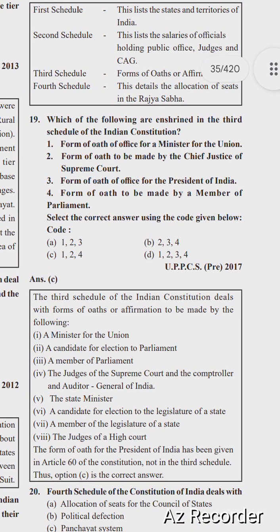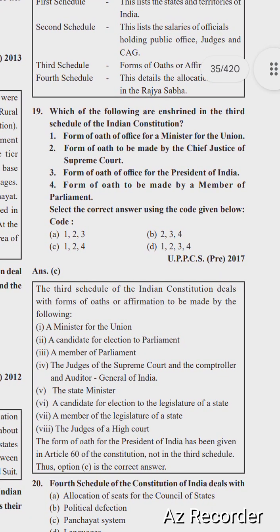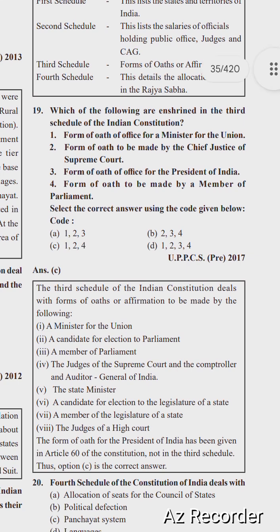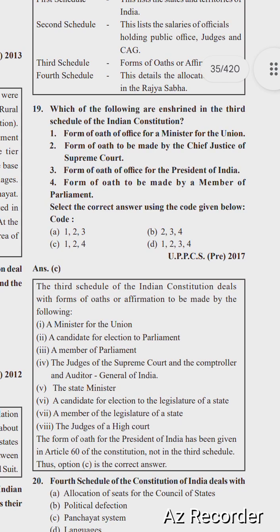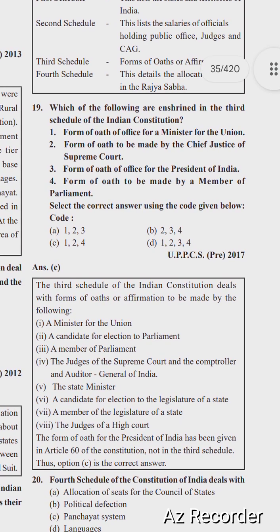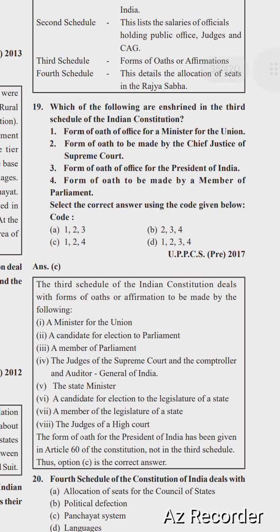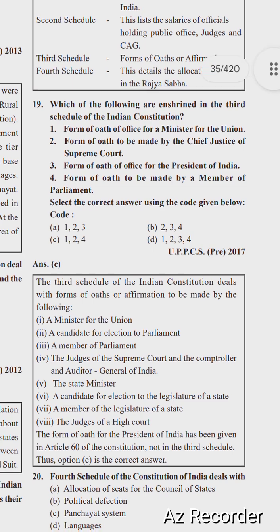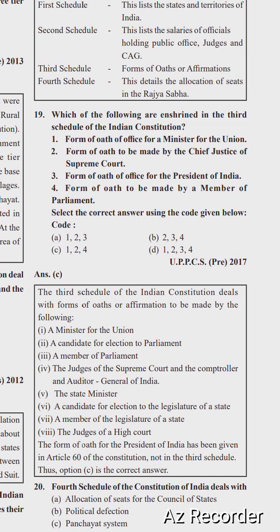So next question is, which of the following are ensured in the third schedule of the Indian Constitution? Options are: form of oath of office for a minister for the Union, form of oath to be made by the Chief Justice of the Supreme Court, form of oath of office for the President of India, and form of oath to be made by a Member of Parliament. Select the correct answer using the code given below. Right option is option number C, 1, 2 and 4.